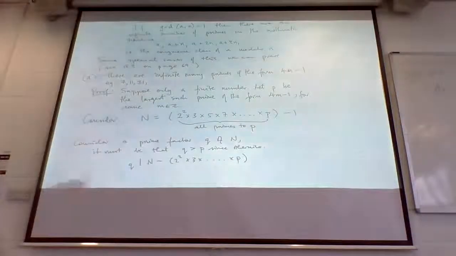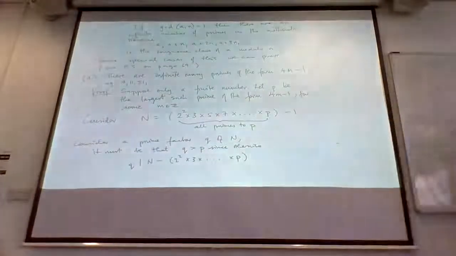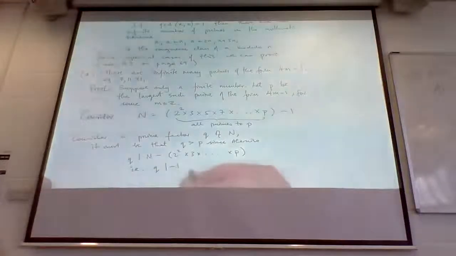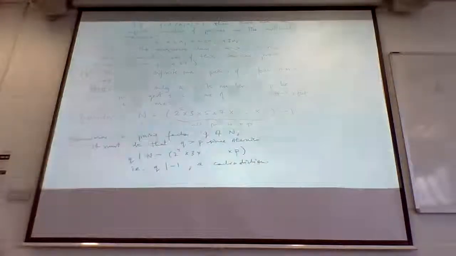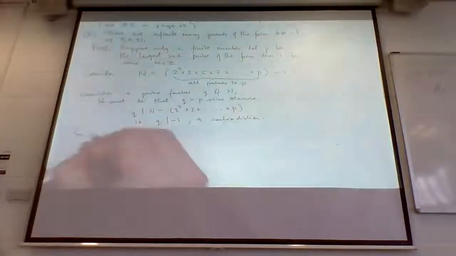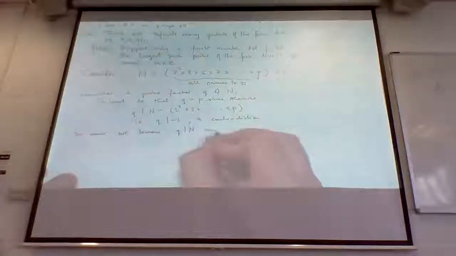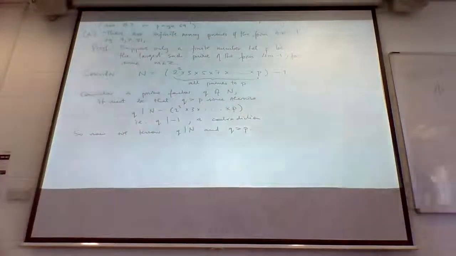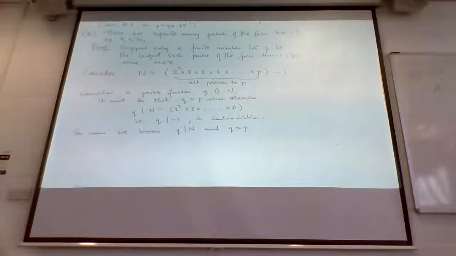Why does q divide the bracket? Because q is one of the factors along here. If q was less than or equal to p, then q would divide minus 1, which is a contradiction because q is a prime. So now we know q divides n and q is bigger than p. Everybody okay with that proof that q has to be strictly bigger than p? It's because of the special way we've constructed this number n.